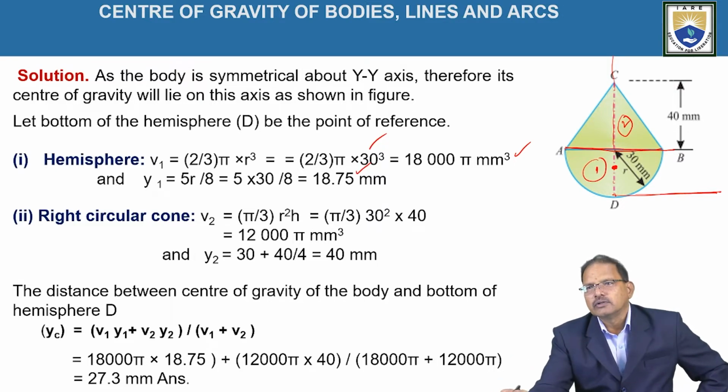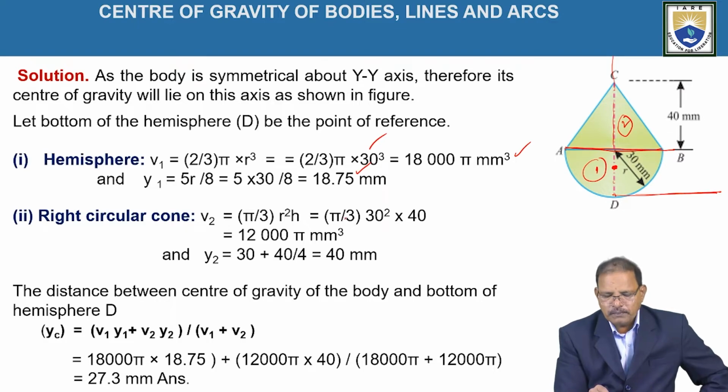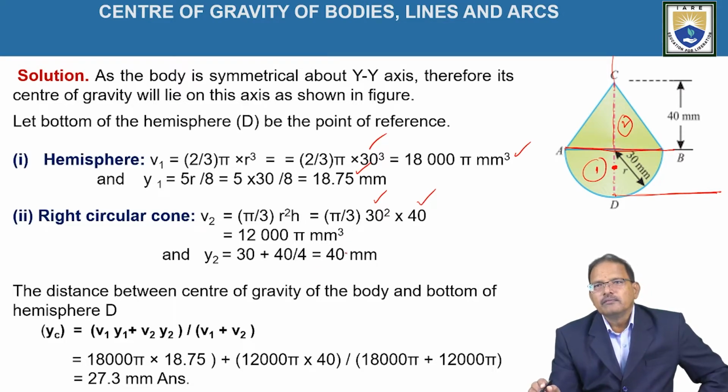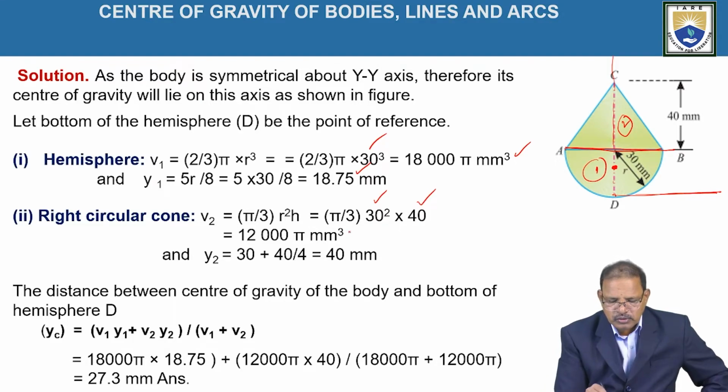Similarly, for the right circular cone, the volume is equal to 1 by 3 pi r square h, that is pi by 3, where r is again 30 mm, 30 square, and the height of the right circular cone is given as 40. On simplification, we got 12,000 pi mm cube.